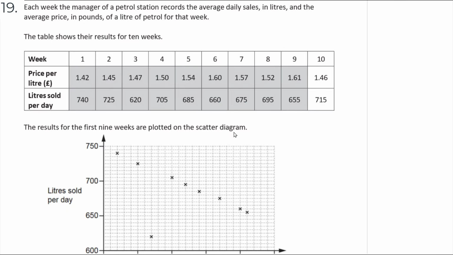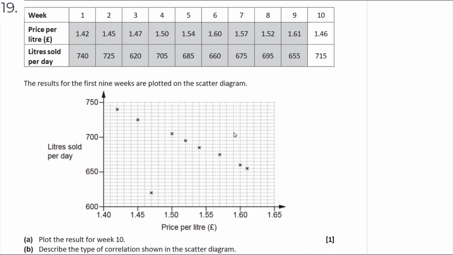Each week, the manager of a petrol station records the average daily sales in litres and the average price in pounds of a litre of petrol for that week. The table shows their results for 10 weeks. So I've got weeks 1 through 10 for the price per litre and also the litres sold per day. The results for the first 9 weeks are plotted on the scatter diagram. Okay, so presumably week 10 hasn't been plotted. Then part A says plot the result for week 10.